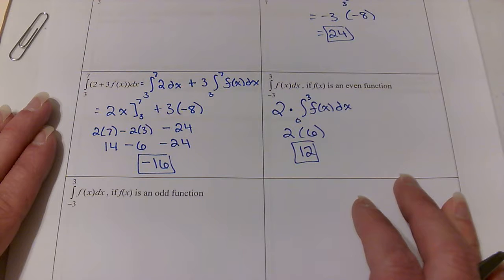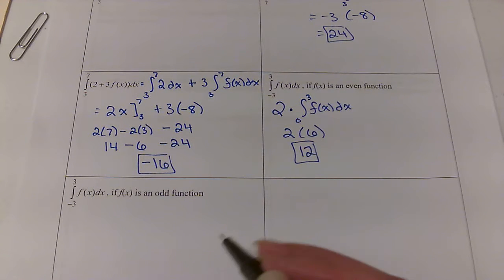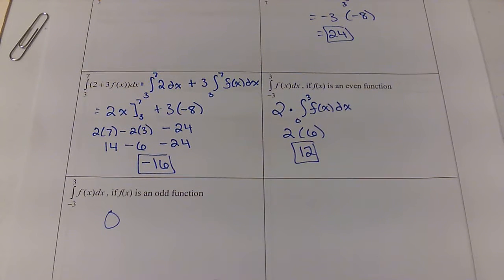What if f of x was an odd function? Well, remember, they're going to be opposite signs. From negative 3 to 0 would be a negative 6, and 0 to 3 would be a positive 6. It would be 0.